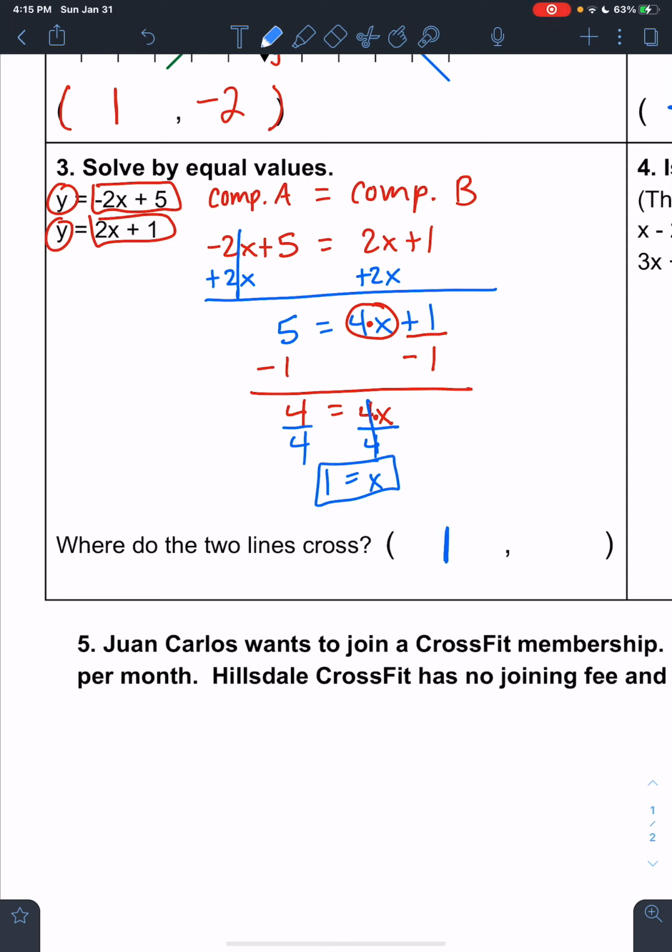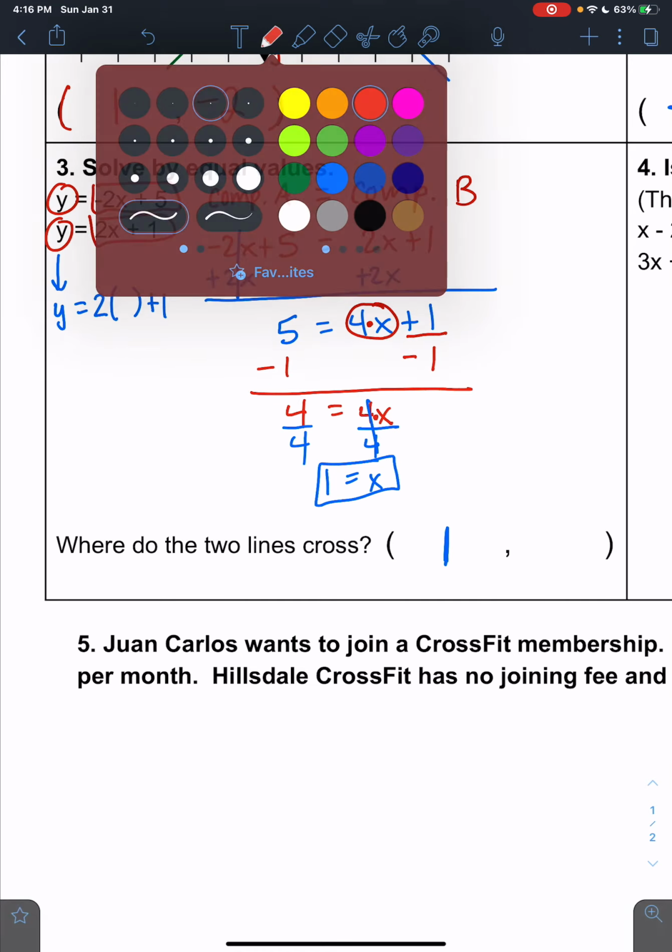When x equals 1, what does y equal? I can go back up to either equation and find out that answer. So I'm going to take this equation right here and say that y is equal to twice x plus 1, and we know that x is 1.